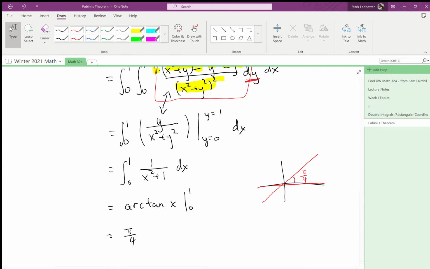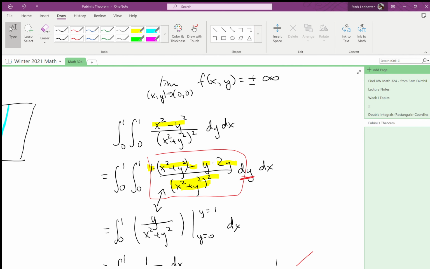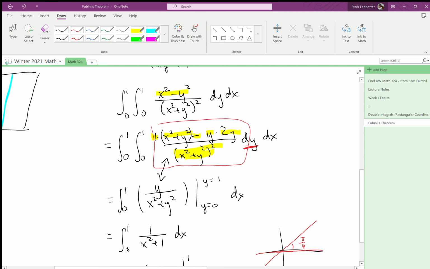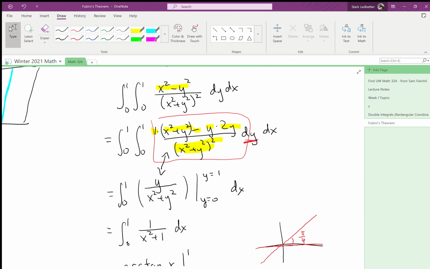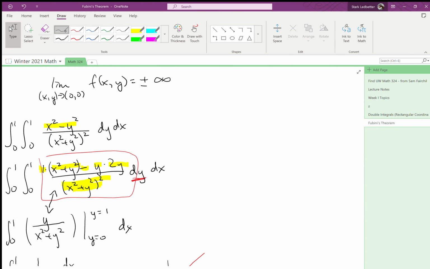So, okay, we integrated this. Maybe we couldn't have done this without help. This is the example in Samantha Fairchild's notes. And it took me a while to figure out how to get this integral. But the way to get it is to be smart. All right, so anyways, we somehow did this. We did it with dy on the inside, and we got an answer of positive pi over 4. Let's do it again with dx on the inside, so you can see that Fubini's theorem doesn't work.